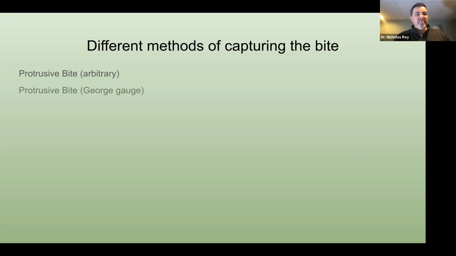mandible. Well, somebody came along in the mid-'80s. Not sure if his name is Dr. George, maybe his first name was George, but he created what was called the George Gauge, which was a slightly more advanced version of the protrusive bite. We're going to talk a little bit more about that in a moment. In the world of neuromuscular dentistry, they used a neuromuscular bite to find the position for the mandibular advancement device.